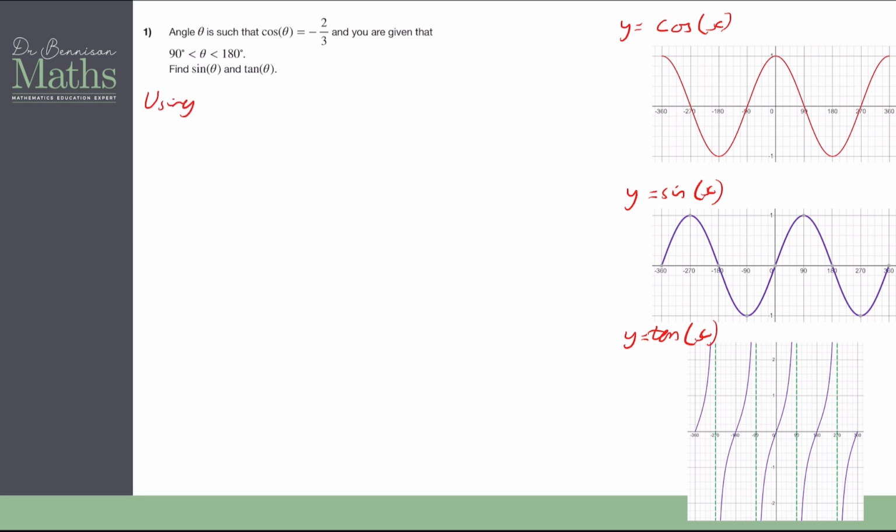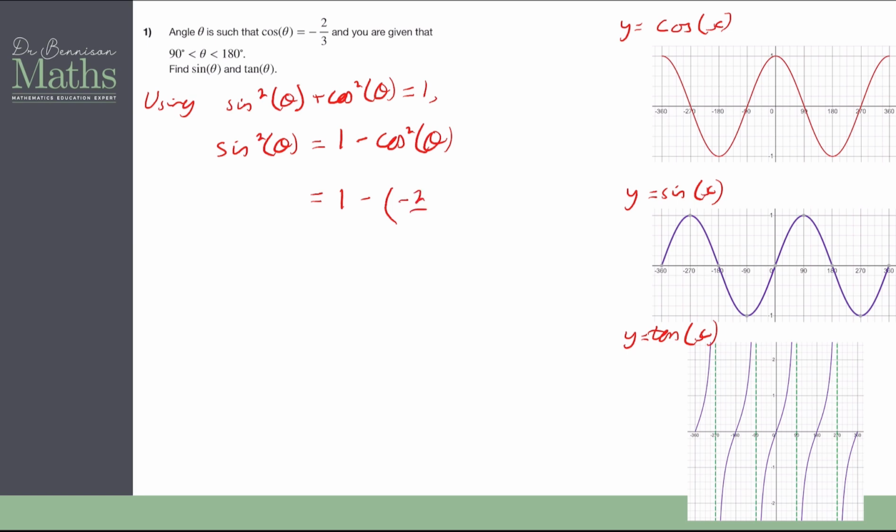Using sine squared theta plus cos squared theta equals 1, which is one of our main trig identities, we know that sine squared theta can be written as 1 minus cos squared theta. But here, cos theta is negative 2 over 3, so 1 minus negative 2 over 3 squared. So this becomes 1 minus 4 over 9, which is 5/9.